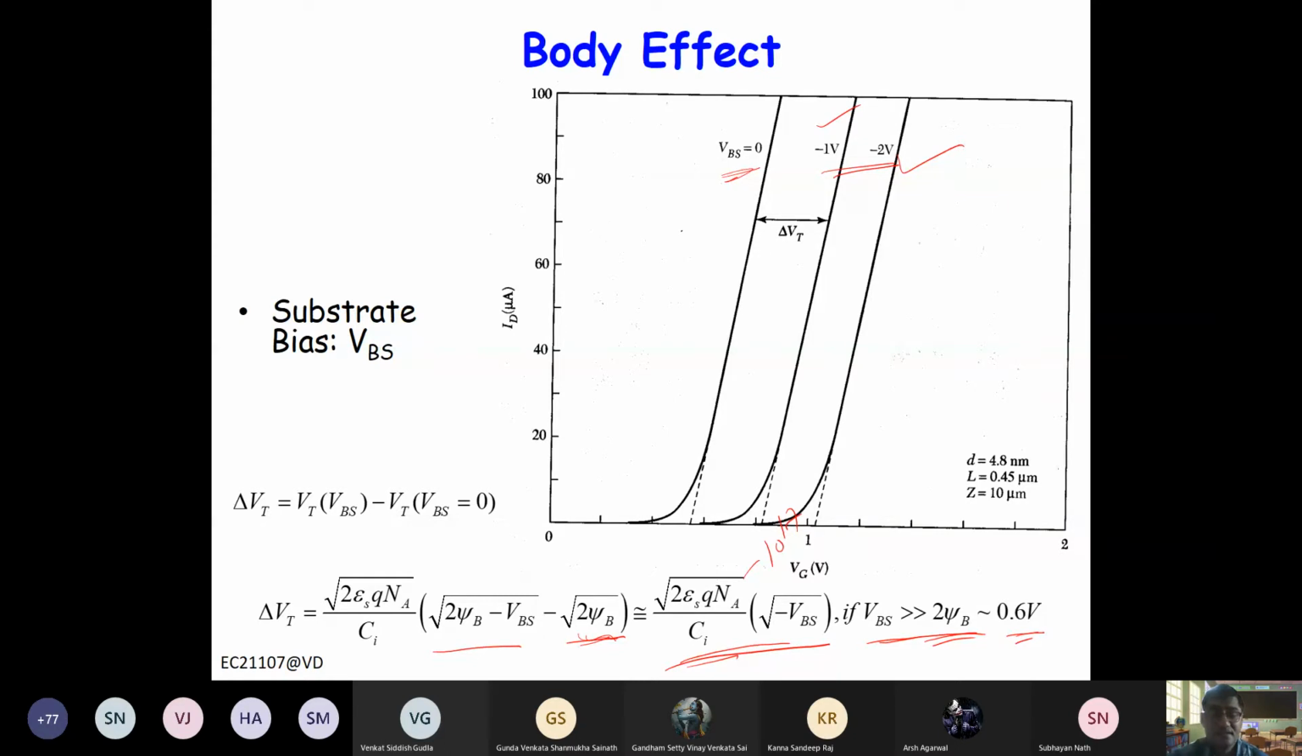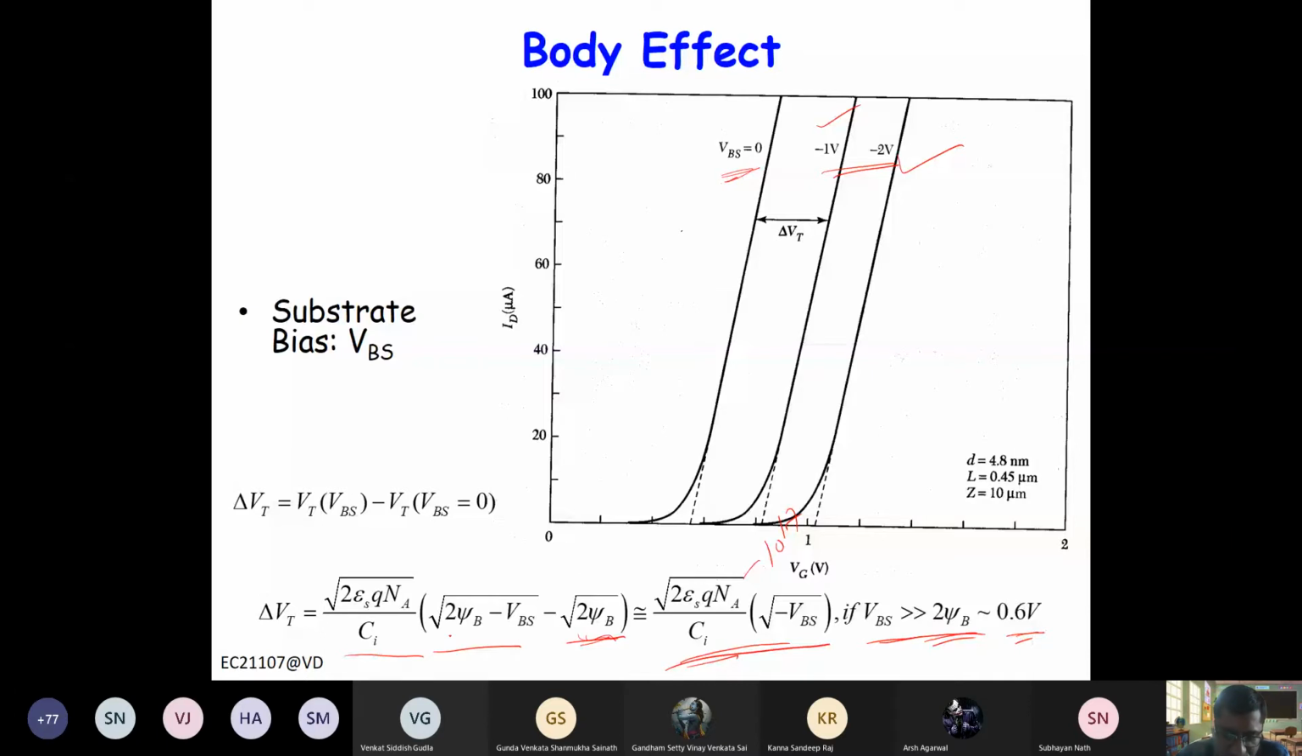And this is the change in threshold voltage. What is the equation of current? Now we will have to include this term here. Earlier we absorbed this term in the threshold voltage, now we have to put it separately. So it is the same equation.